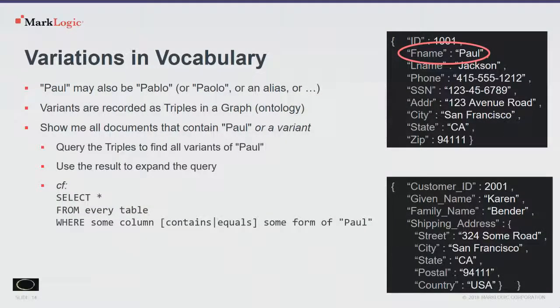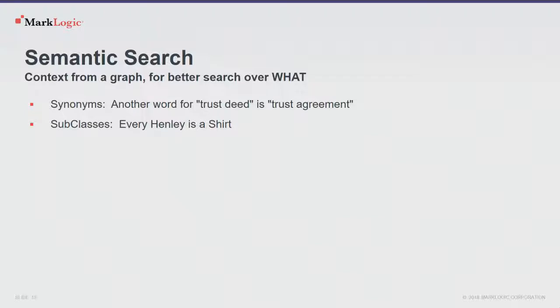So that's variations in vocabulary. Some people call this semantic search, so we're going to call this the semantic search layer. The kinds of equivalences, the kinds of variants that we normally see fall into a number of different types. So synonyms, another word for trust deed is trust agreement. And I got that straight from FIBO, which is the financial industry's business ontology, which I just pulled down off the web. It's freely available to everybody.